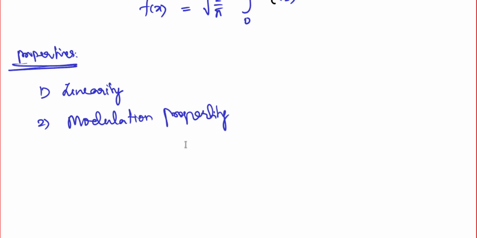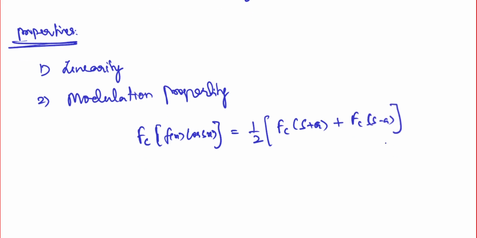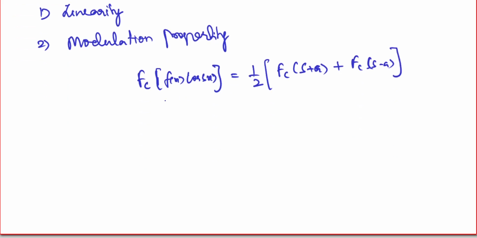Let me write what the modulation property is here at least. The Fourier cosine transform of f of x into cos ax is equal to, seems a little new property for you, 1 by 2 times Fourier cosine transform of s plus a. Remember, you need to find the Fourier cosine transform of s, and then replace s by s plus a. That's what it means. Plus Fourier cosine transform of s minus a. Okay, fine. That's the modulation property for cosine.